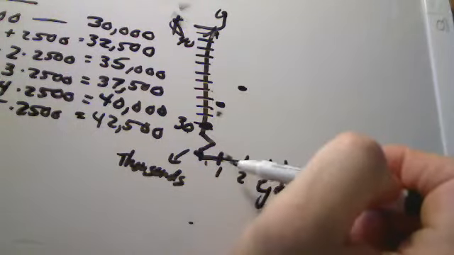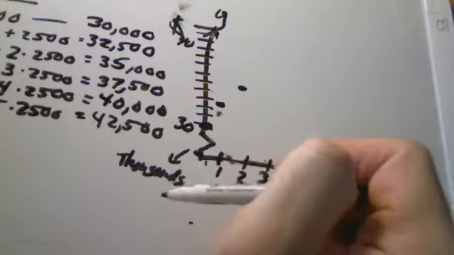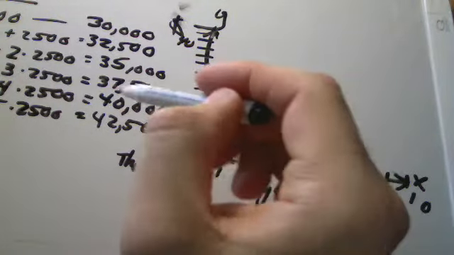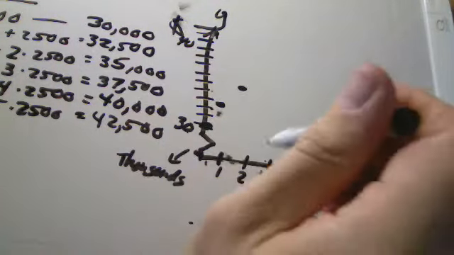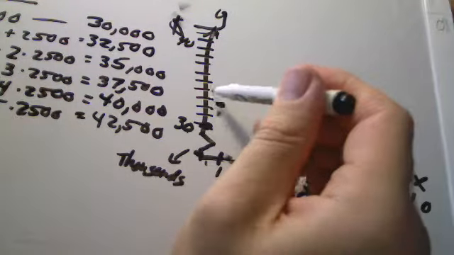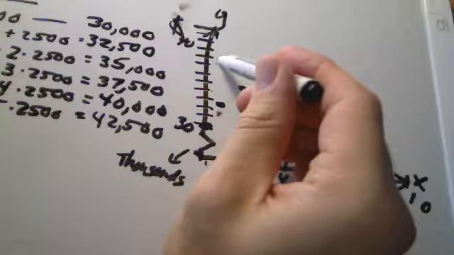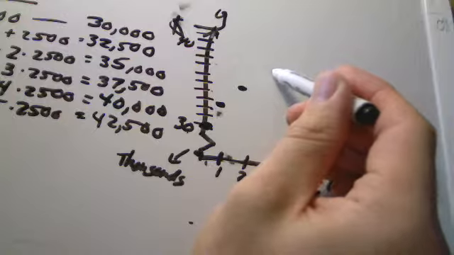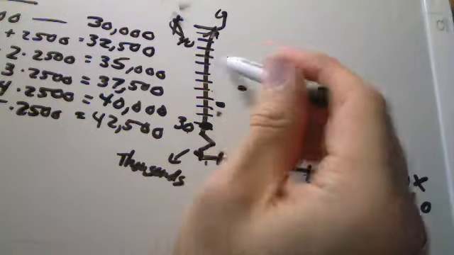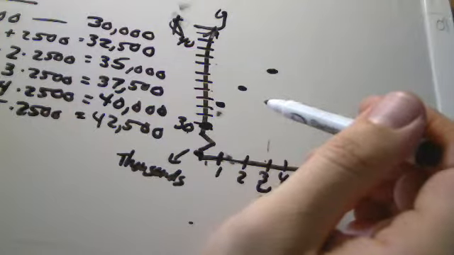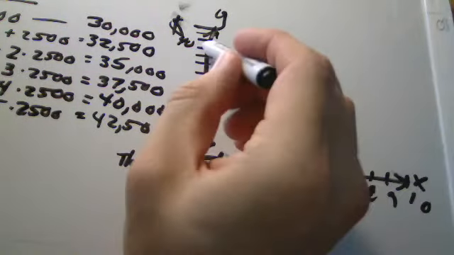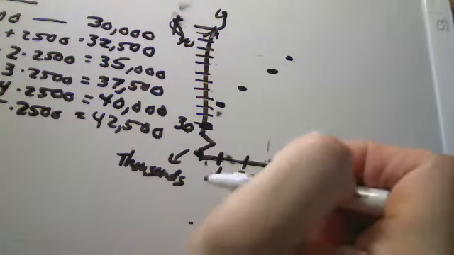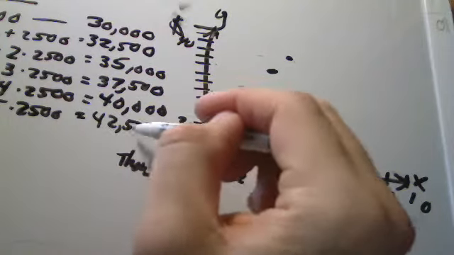So far, the graph is looking pretty good, where it's kind of going in a straight line. The accuracy of me drawing it is not going to make it exactly perfect. The third year, I have 37,500, so I have to find 37 and a half. So I go 3 over, 37 and a half up. 4 is 40,000, so that's perfect. 40 right here, and there's the 4. And then the fifth year is 42,500.